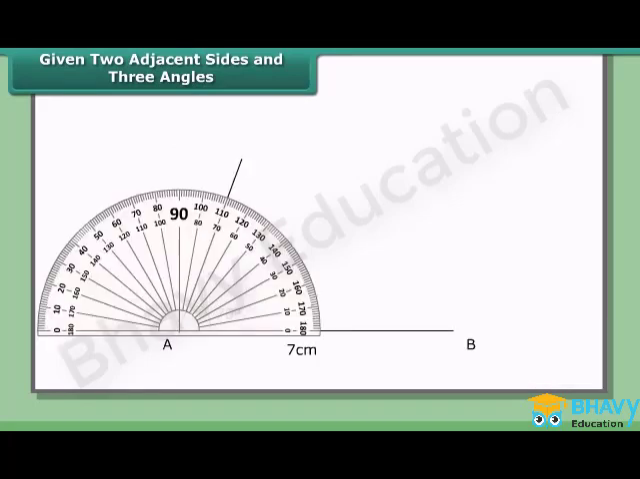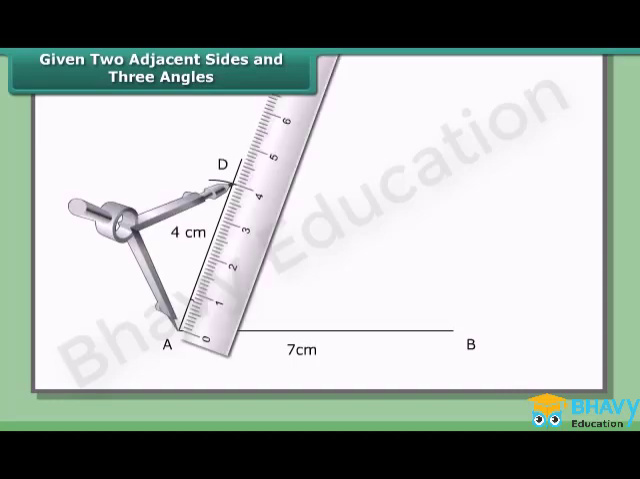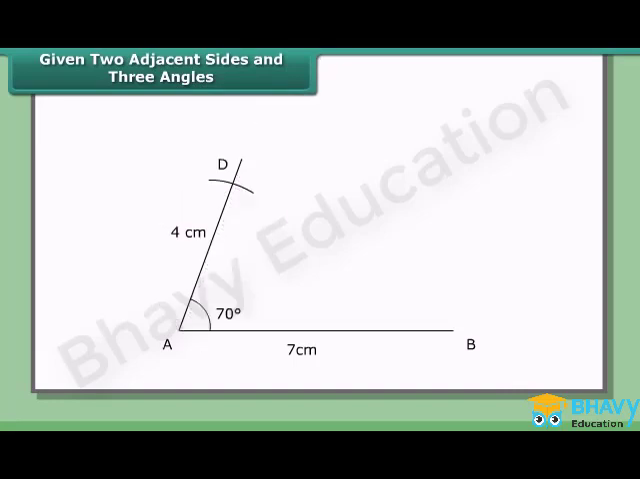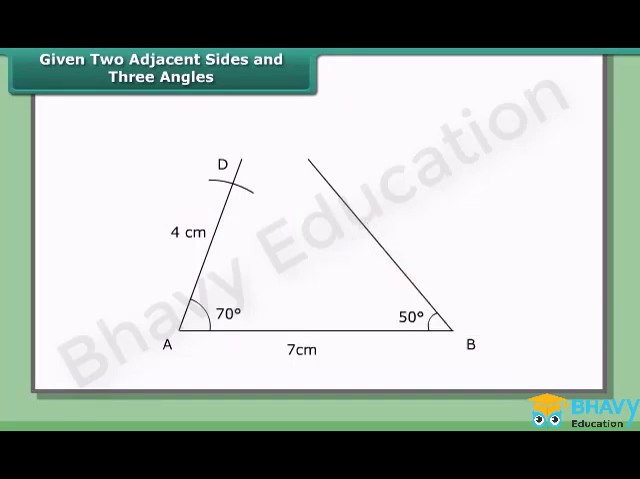Draw angle A equal to 70 degrees using a protractor. With A as center and radius as 4 cm, cut an arc on the line. At B, draw an angle of 50 degrees. At D, draw an angle of 100 degrees with a protractor. Let the arms of these angles meet at C. ABCD is the required quadrilateral.